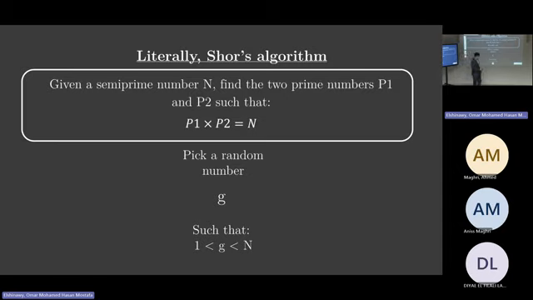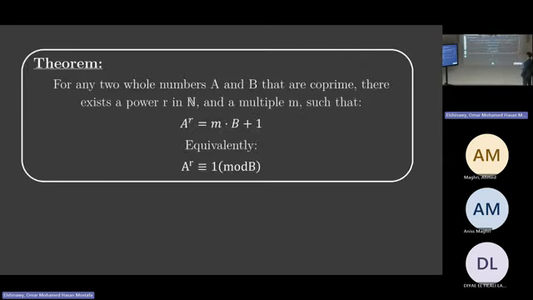Next, to continue talking about our algorithm, we'll need a really helpful theorem. It's essential to continue the algorithm. It is stated as follows. For any two whole numbers a and b that are co-prime, and by co-prime I just mean that they don't share any factors between them, there exists a power r in the natural numbers and a multiple m, so that a to the power of r is equal to m times b plus 1. Equivalently, a to the power of r is equal to 1 modulo b. What does modulo b mean? It's just a fancy way to express remainders. If we had, for example, x equal to y modulo z, it just means that if you take x and divide it by z, you get a remainder of y.